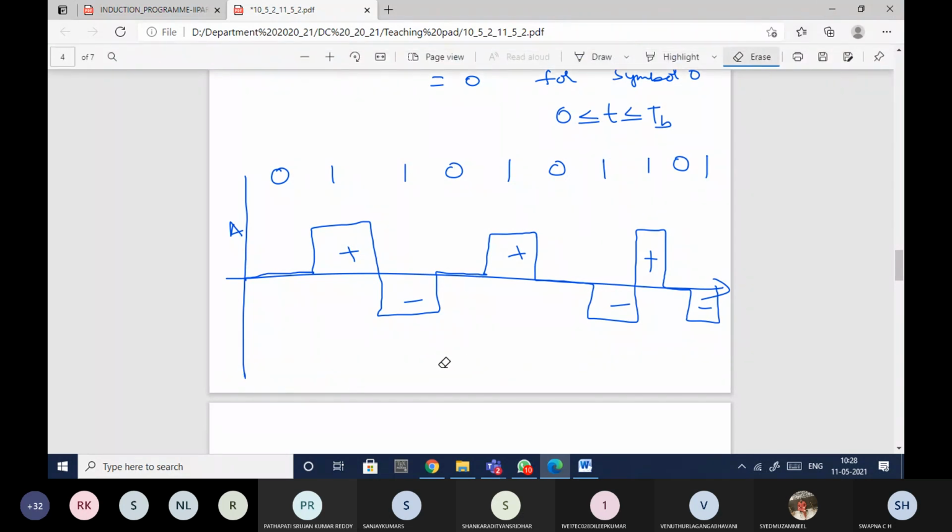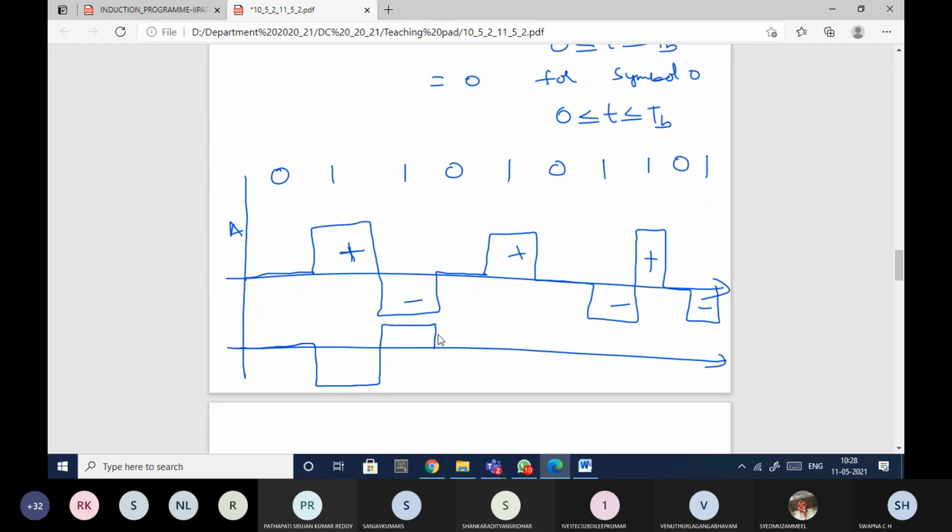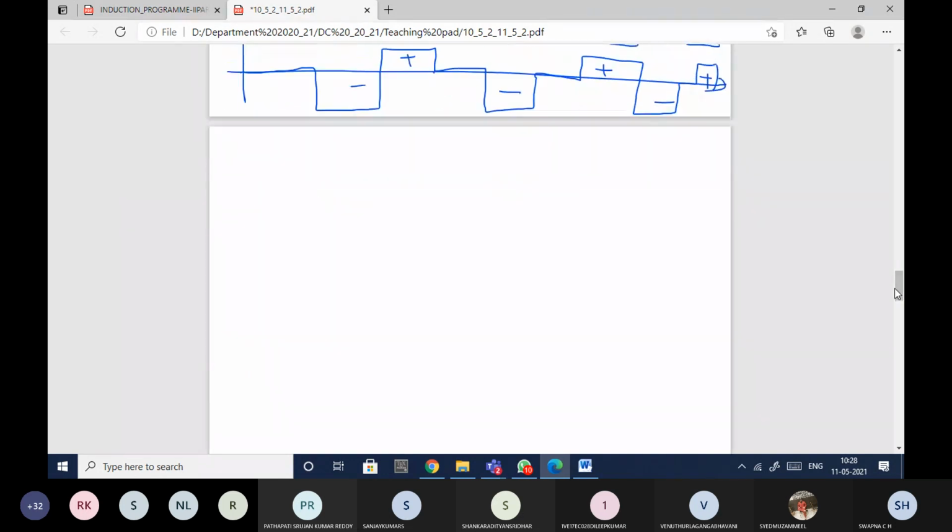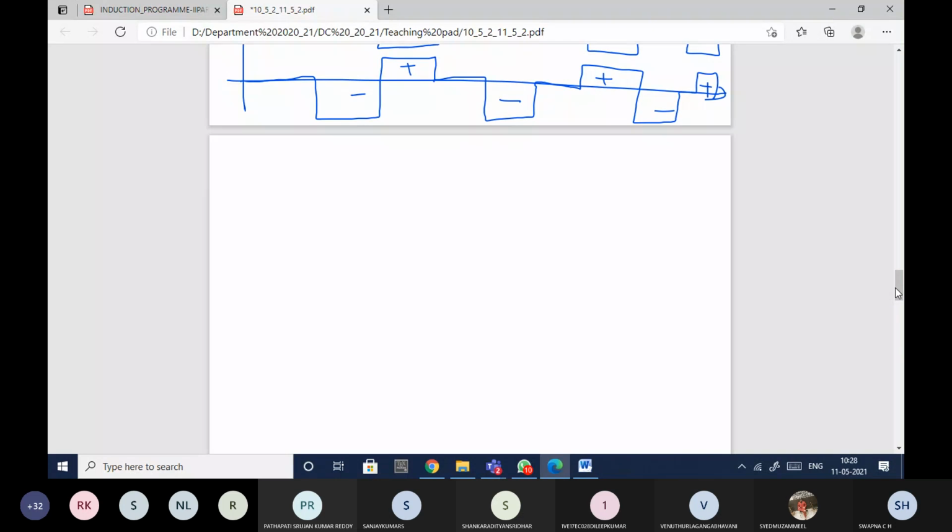Let me draw that also for your understanding. When I took positive first, if I take negative first, it will be completely reverse of this. Wherever I've got positive amplitude, I'll get negative amplitude, and wherever I've got negative amplitude, I'll get positive amplitude. That's all the difference. Negative, positive, negative, positive. If they don't specify, you can start with positive. If they specify, then you choose that for the first representation.